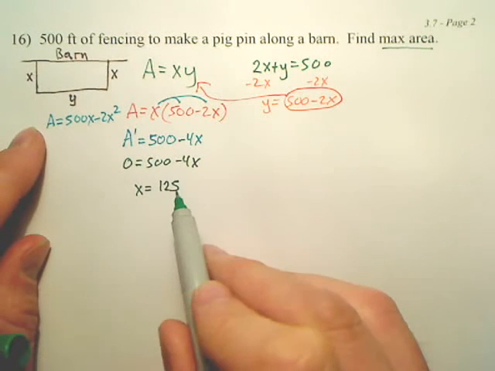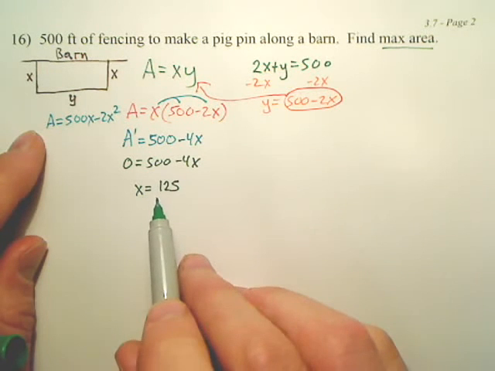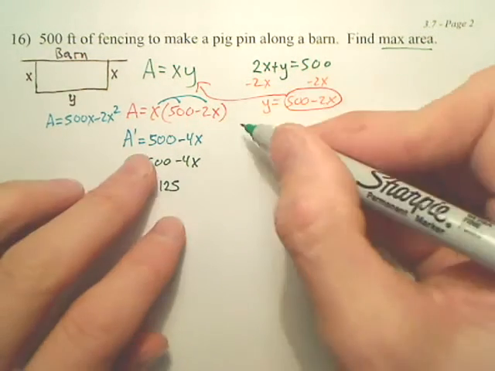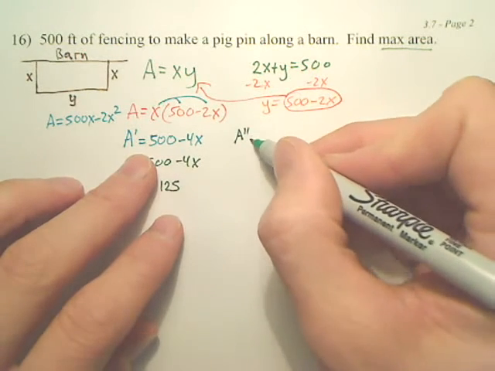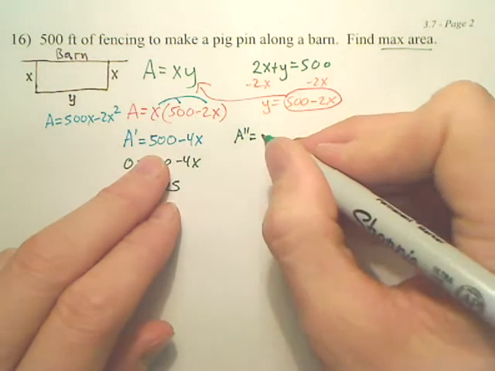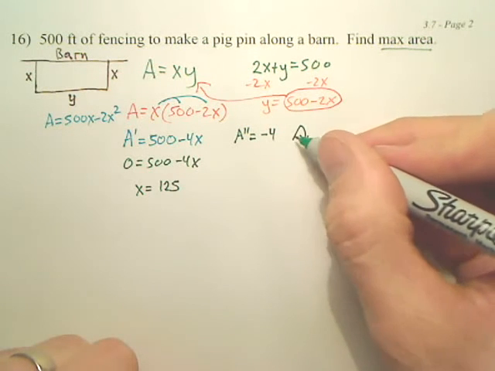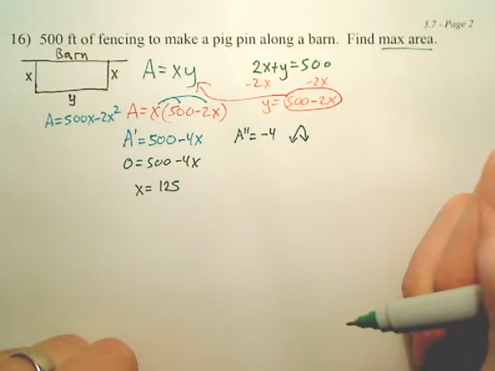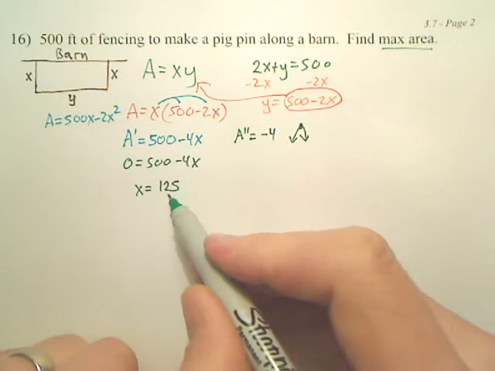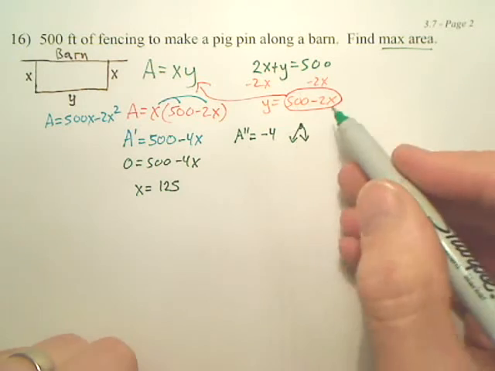So that is saying my answer is 125, but we have to make sure that's a maximum. Now, to make sure it's a maximum, we need to find a double prime. What's a double prime? -4. Doesn't that mean for the whole entire graph it's concave down? Doesn't matter what you plug in, it's concave down. So, doesn't that guarantee that this is actually a max? The whole thing's concave down. Won't that critical number actually be a maximum?